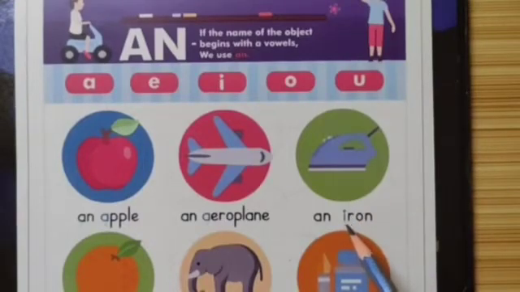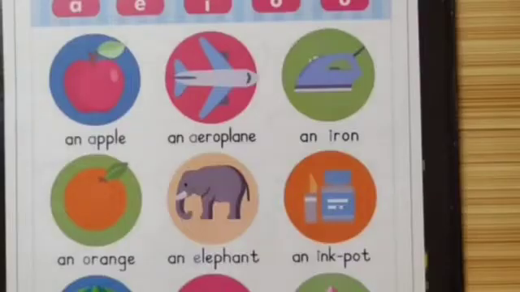So you can see here A and N is written because N is a very good friend of vowel I. Next picture is of an orange and the first letter of orange is O. So you can see here A and N is written because A and N is a very good friend of vowel O. Next picture is of an elephant and the first letter of elephant is E.